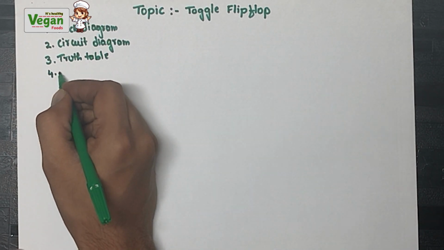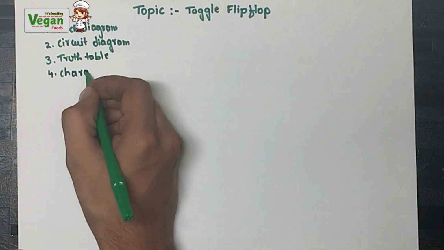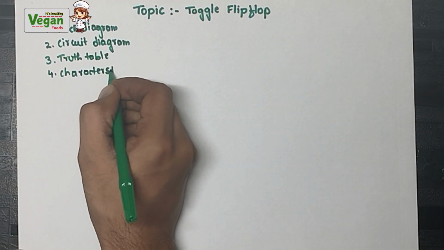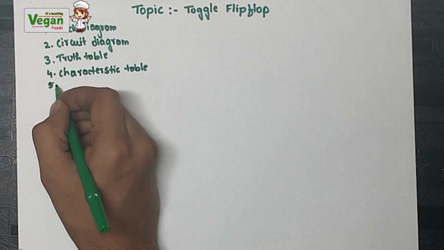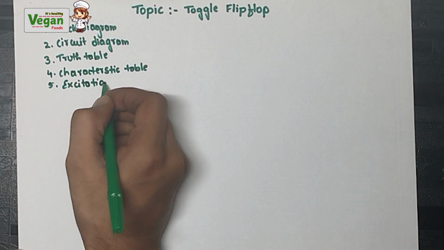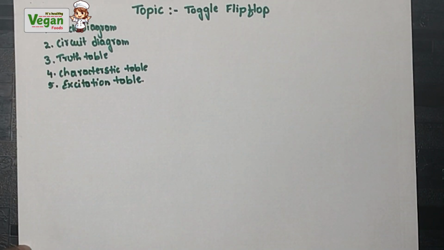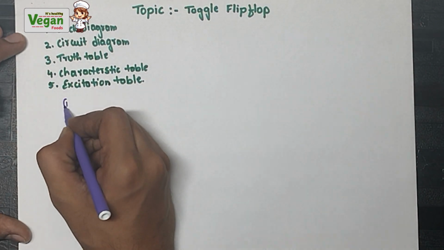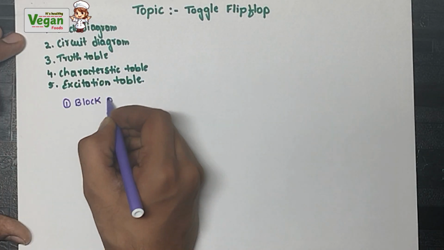Using the circuit diagram, we will write the truth table. Now, using the truth table, we will be writing the characteristic table. Using this characteristic table, we will be writing the excitation table. Now let's write one by one. So first one will be the block diagram.